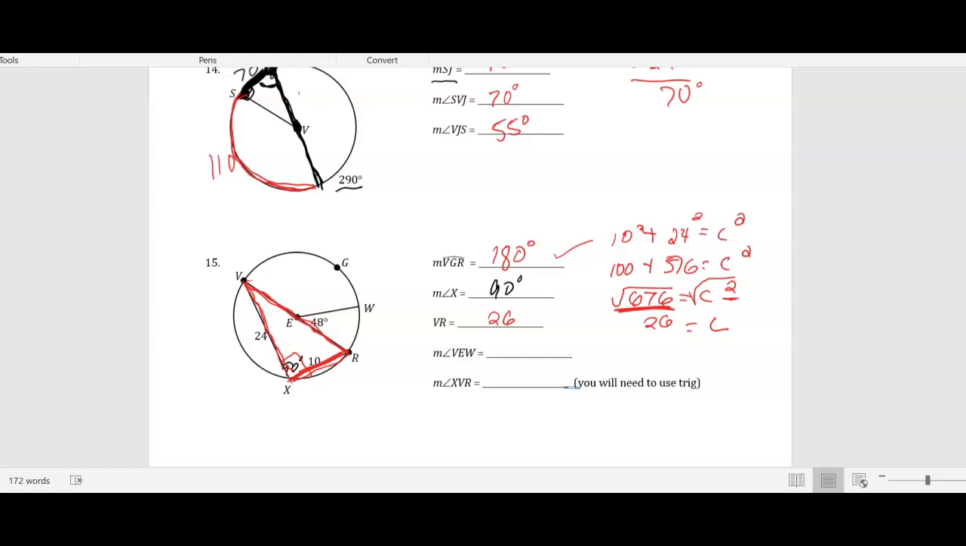Next one, the measure of angle VEW. Where's that at? So let me create a little clearer picture here. So let's put the 90 back. So the measure of arc VEW. This is a central angle. Look at the arc that this is creating. It creates this arc here.